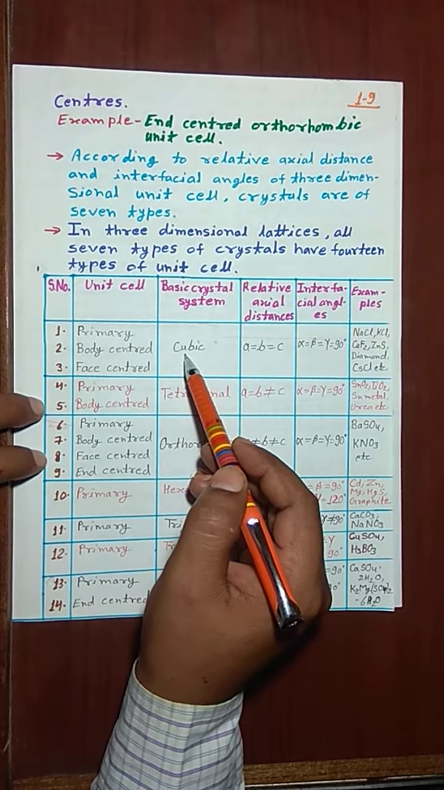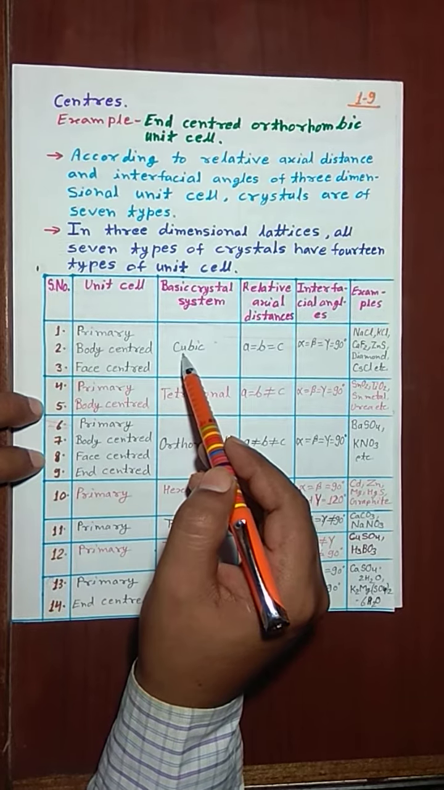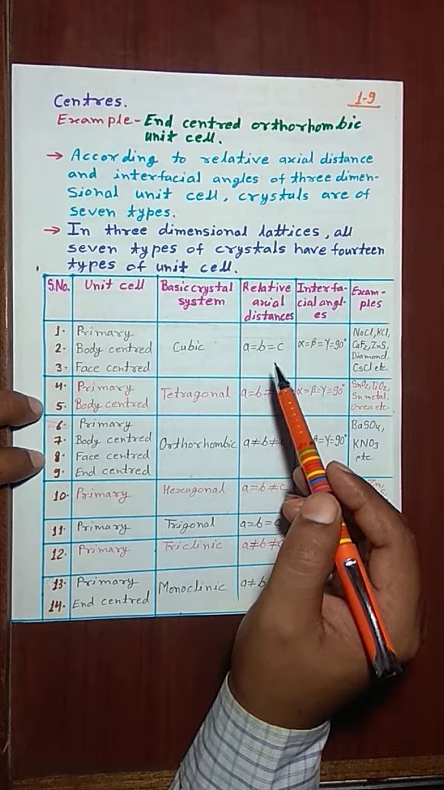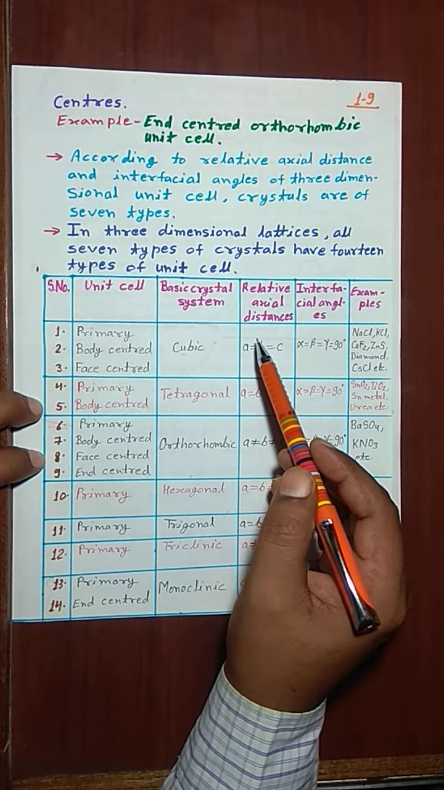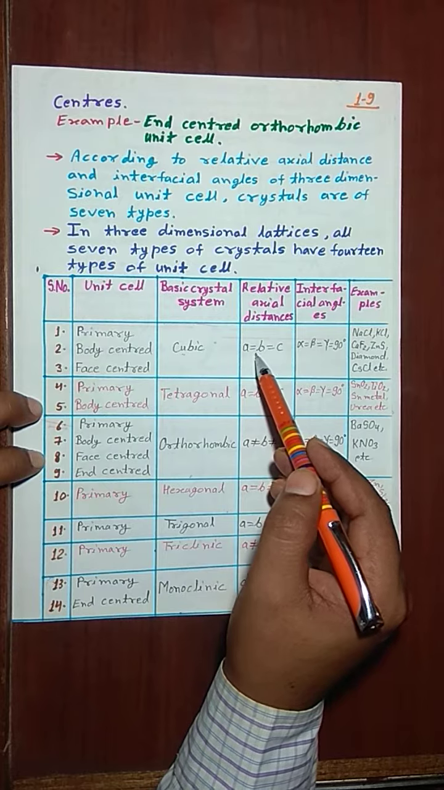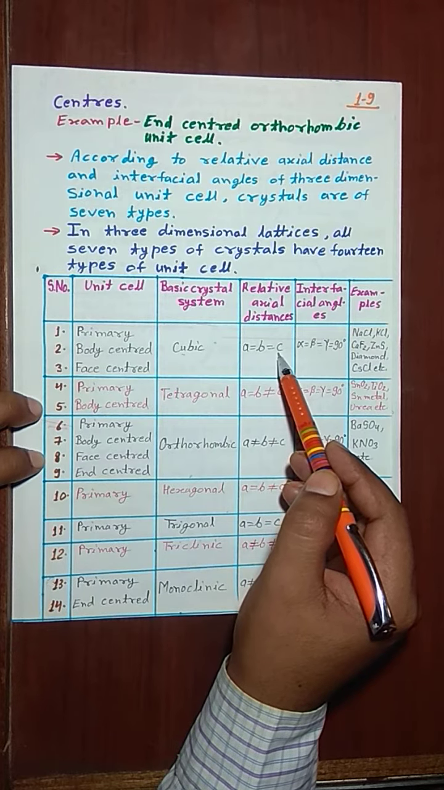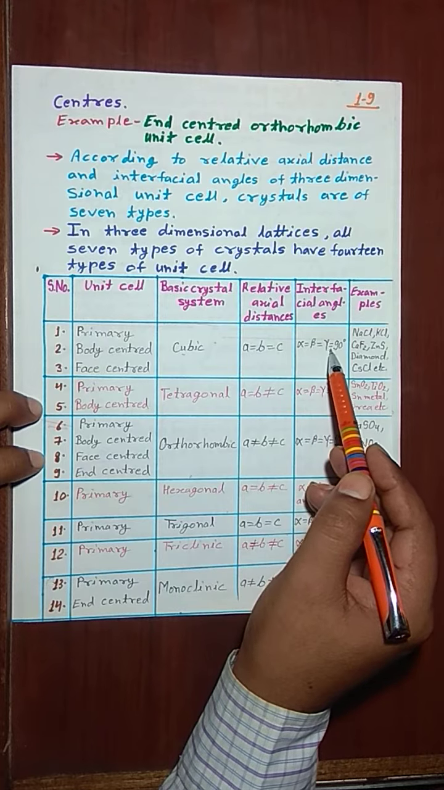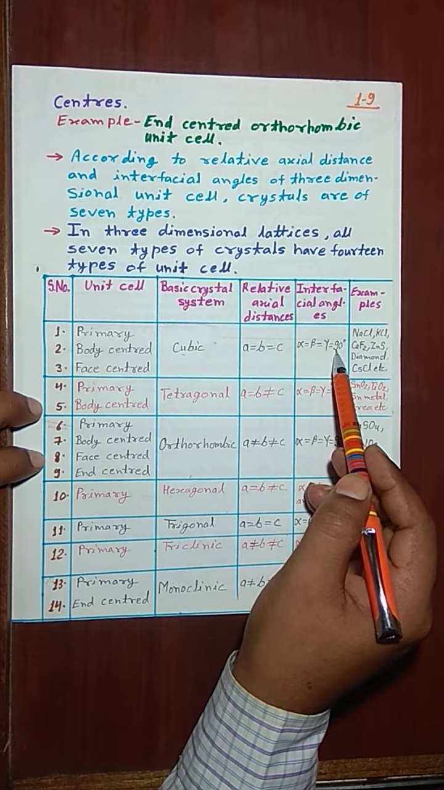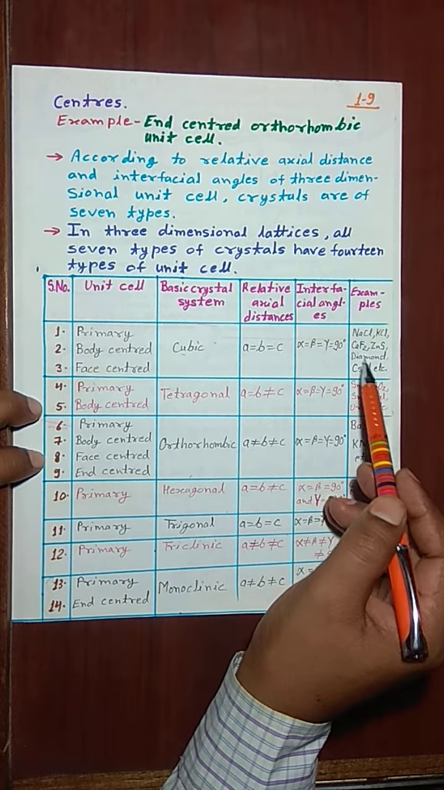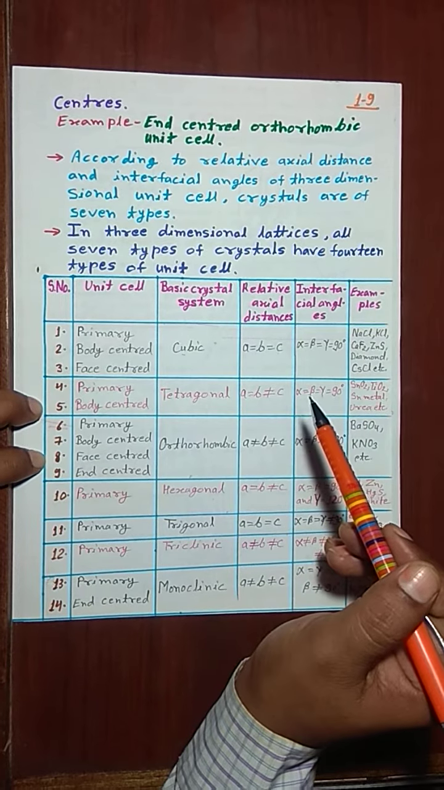primitive cubic unit cell, body centered cubic unit cell, and face centered cubic unit cell. Correct? In this, relative axial distance A is equal to B is equal to C, and interfacial angles alpha is equal to beta is equal to gamma is equal to 90 degrees, such as NaCl, KCl, CaF2, ZnS, diamond, CsCl, etc.